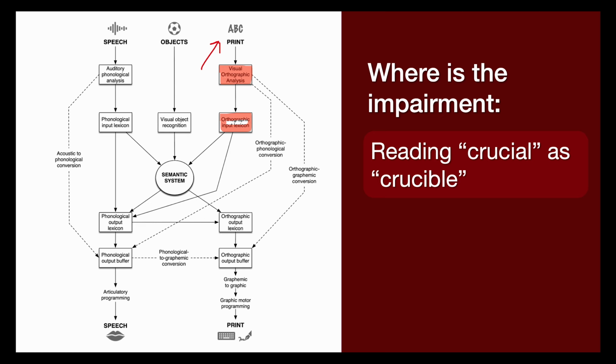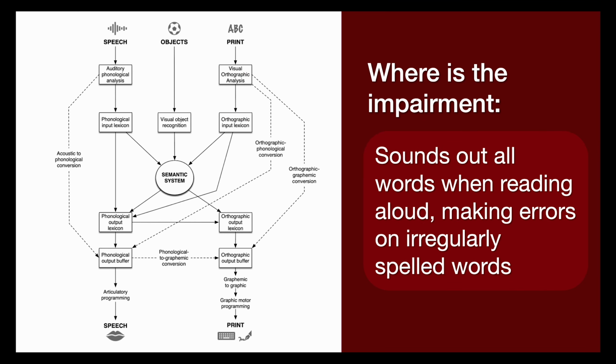It could be an issue with the orthographic input lexicon where they're just retrieving the wrong entry, or perhaps their reading is intact and it's actually a problem with the phonological output lexicon where they're selecting the wrong entry as they read it aloud. For this reason, you do need to be careful when you're assessing someone and they're reading aloud and you notice errors. It's a long pathway from the top right to the bottom left and lots of possible errors that you need to distinguish between. Where is the impairment when someone sounds out all words when reading aloud, making errors on irregularly spelled words?